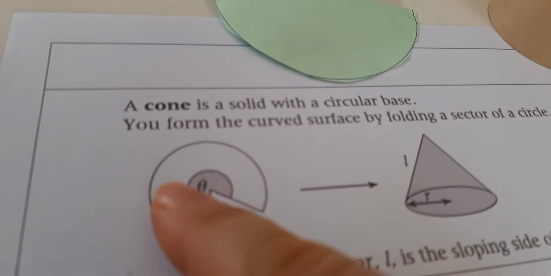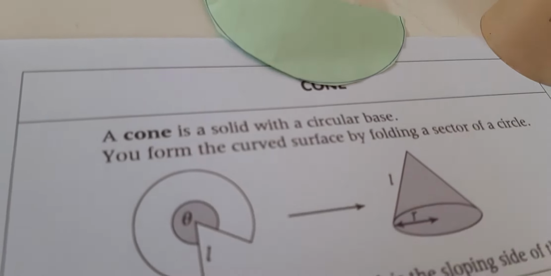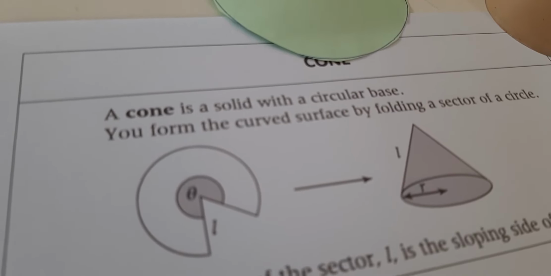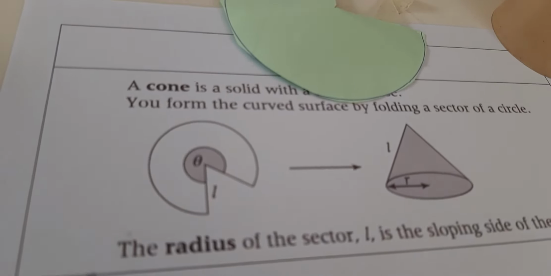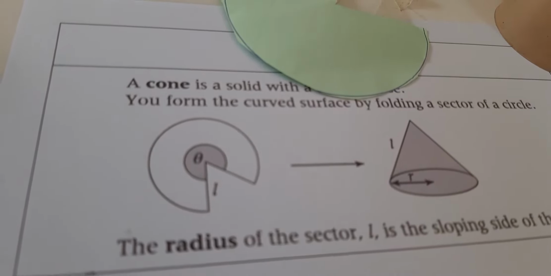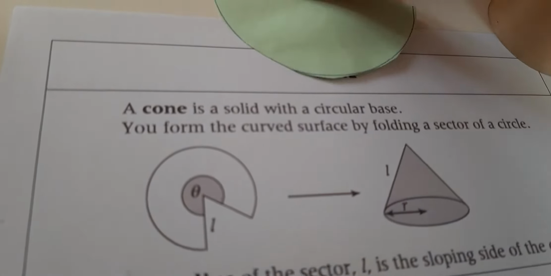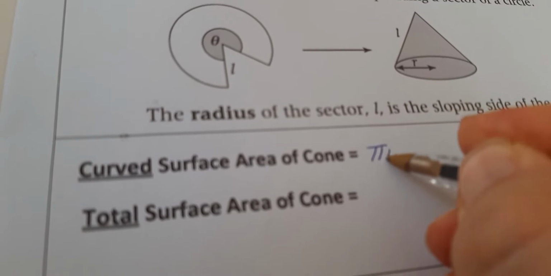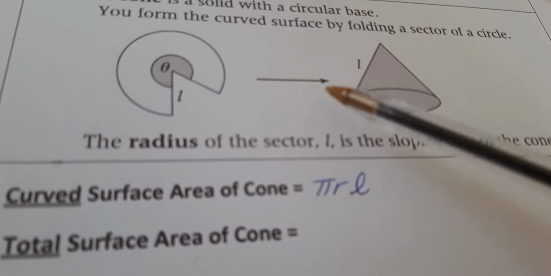So you might get a question that tells you to find the curved surface area of a cone which is made out of this sector, in which case the curved surface would be the area of the sector, which I don't know if you remember, is theta over 360 times pi r squared. However, we're not going to focus on that angle, but using this theory, it would lead us to a formula for the curved surface area of a cone. The curved surface area of a cone is pi r L.